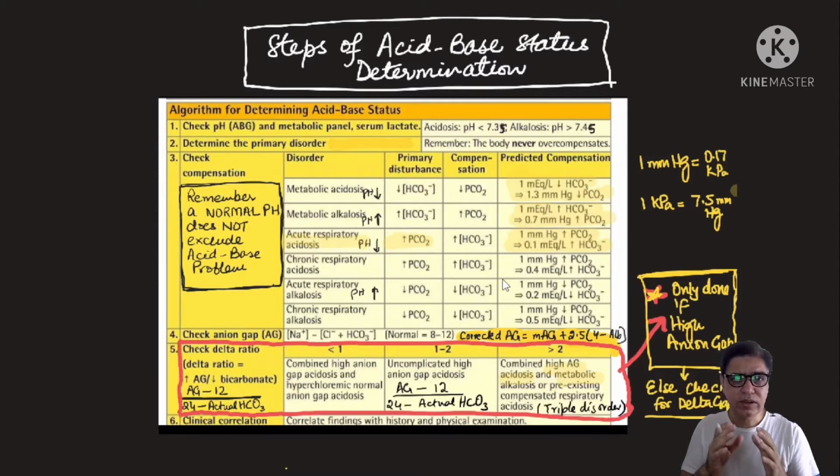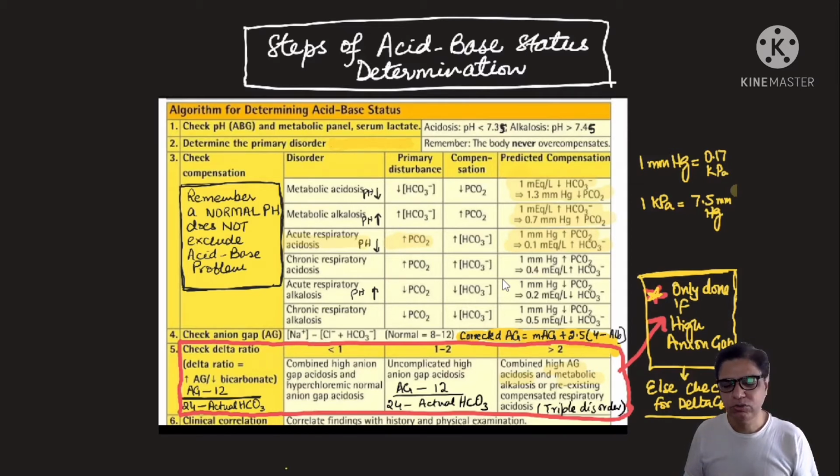And if the anion gap, whether corrected or uncorrected, is high, then it's also important to check for the delta ratio. The delta ratio is a sort of comparison between the change in the anion gap divided by the change in the bicarbonate level. The formula is that you take the anion gap, subtract 12 from it, and divide it by the difference between 24 and the actual bicarbonate level. So anion gap minus 12 divided by 24 minus actual bicarbonate gives you the delta ratio.